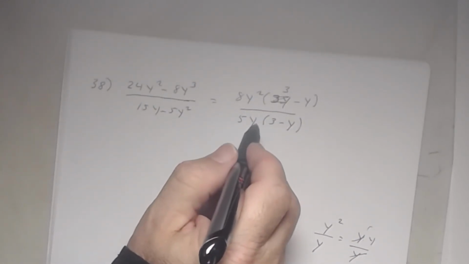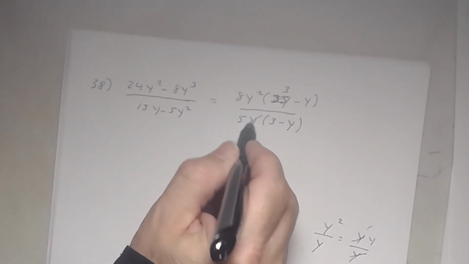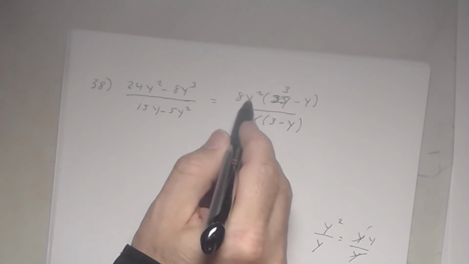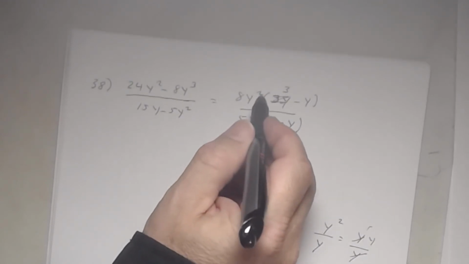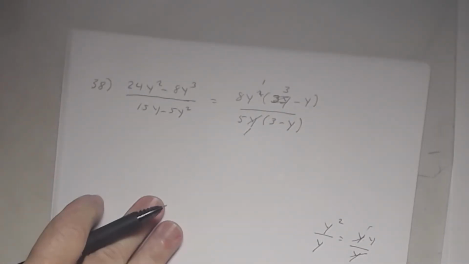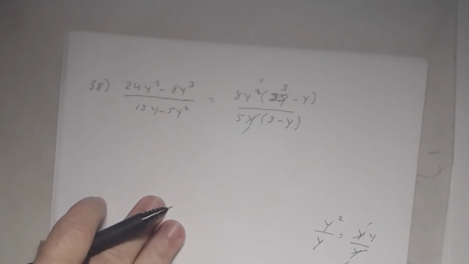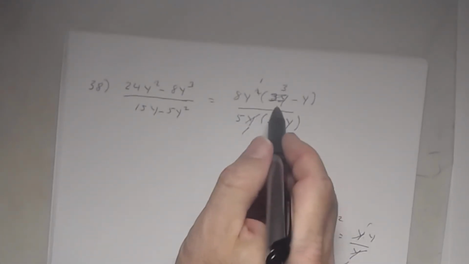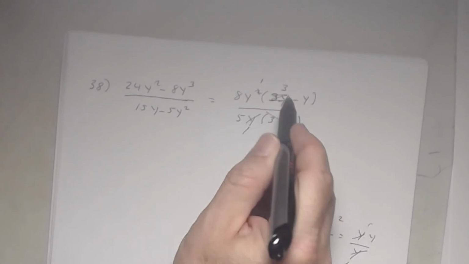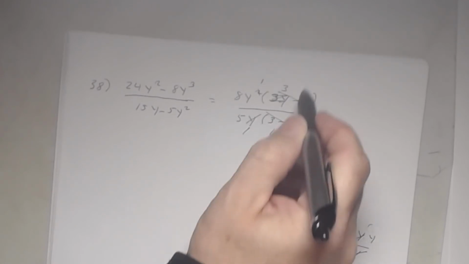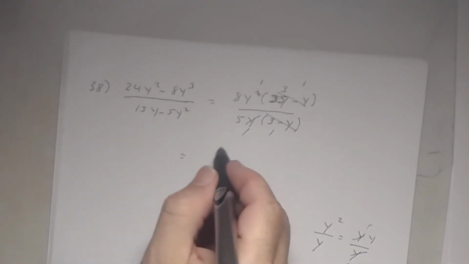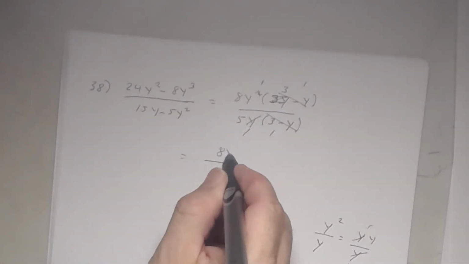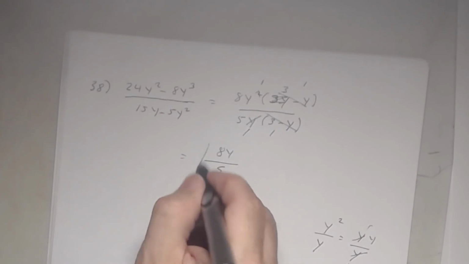Okay? So basically you're saying y into y is 1. There are how many right here? 2. So when I cross one of them out, I'm left with 1. Just like that. Okay? Then you have the 3 minus y, and those are exactly the same. So when I cross those out, what opens in their places? 1. So therefore, what's the numerator? You have 8y over what? 5.